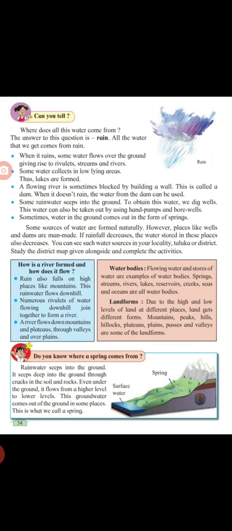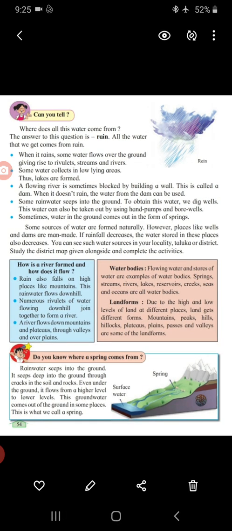So children, if there is less rainfall, as I told you starting only, then people use the water from the dams and wells. Okay. So dams and wells are man-made. It is not natural. River, lakes, streams, rivulets, they are natural. But dams, wells, hand pump, it is a man-made thing. So when there is less rainfall, people use water from dams, wells.